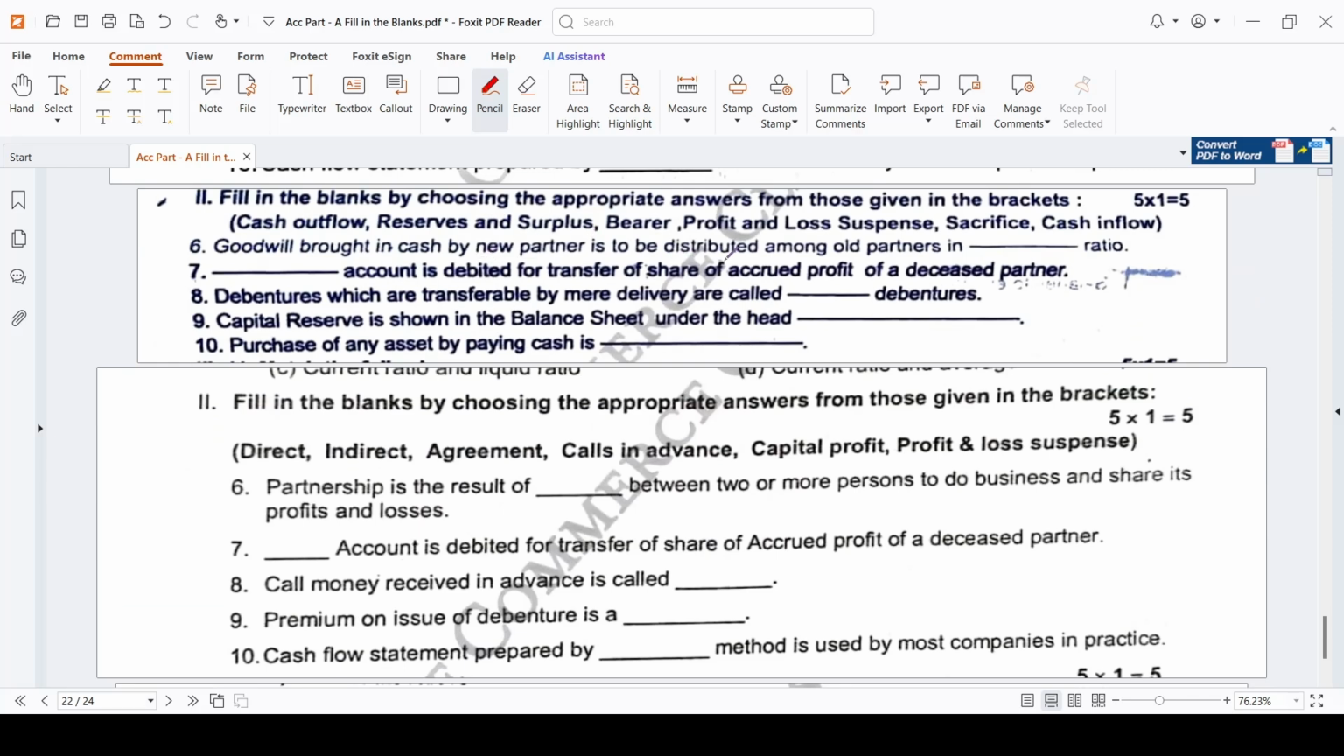Goodwill brought in cash by a new partner is to be distributed among the old partners in their sacrifice ratio. Profit and loss suspense account is debited for transfer of share of accrued profit. Debentures which are transferable by mere delivery are bearer debentures. Capital reserve is shown in the balance sheet under the head reserves and surplus. Purchase of any asset by paying cash is a cash outflow. Cash inflow is not the answer.